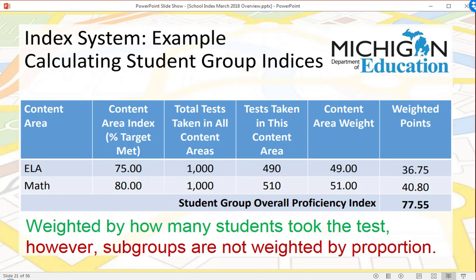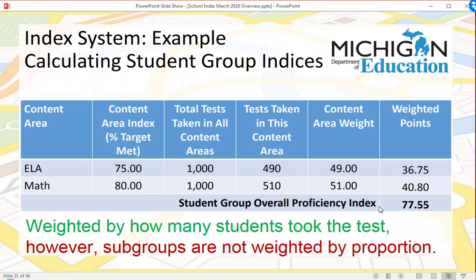So if ELA has 75% that met the target and math has 80% that met the target, math gets a little bit of the advantage because they have more students. So the overall proficiency index in this example provided by MDE is 77.55.